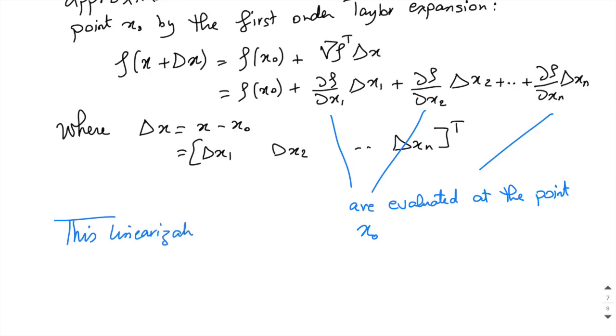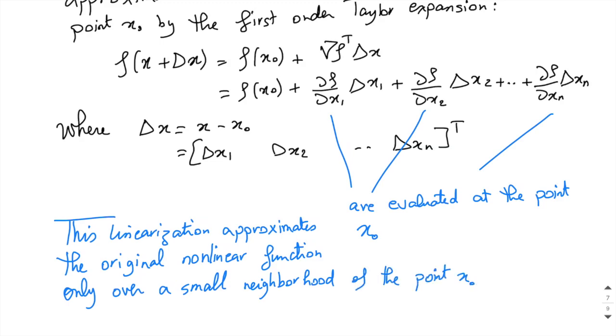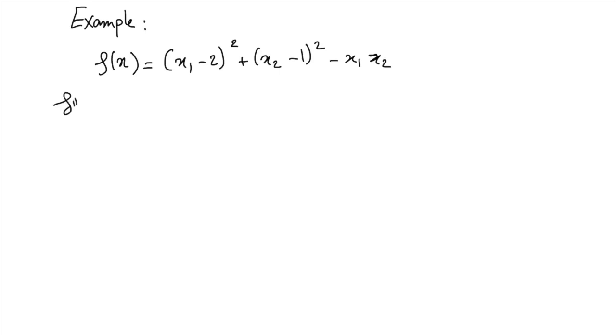This linearization approximates the original nonlinear function only over a small neighborhood of the point x0. Let us take an example to be more clear. So we have this function. We have two variables, x1 and x2, and our objective is to find the gradient at a point given 1, 1.